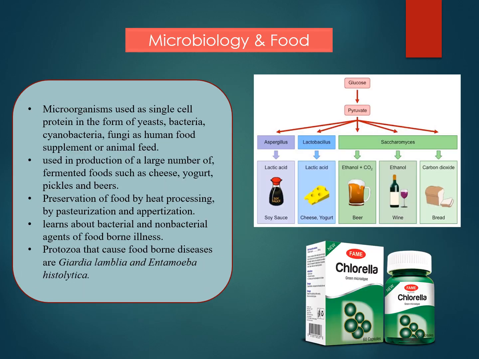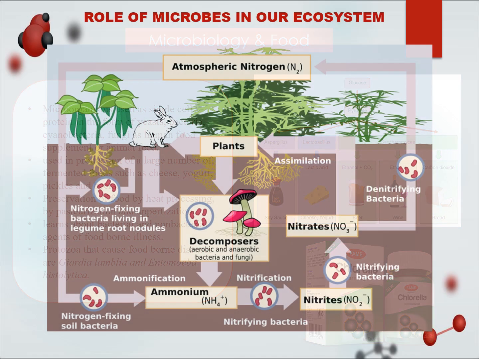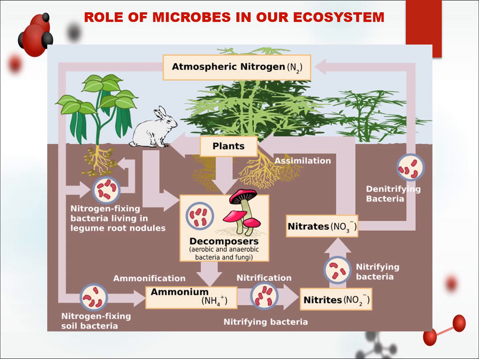Microbiology and food: microorganisms are used as single-cell protein in the form of yeast, bacteria, cyanobacteria, and fungi as a human food supplement or animal food. They are used in the production of a large number of fermented foods, preservation of food by heat processing, and to learn about bacterial and non-bacterial agents of foodborne illness. Role of microbes in our ecosystem: you can observe atmospheric nitrogen, plant decomposers, nitrate, ammonia. So this is an important aspect of microbiology.